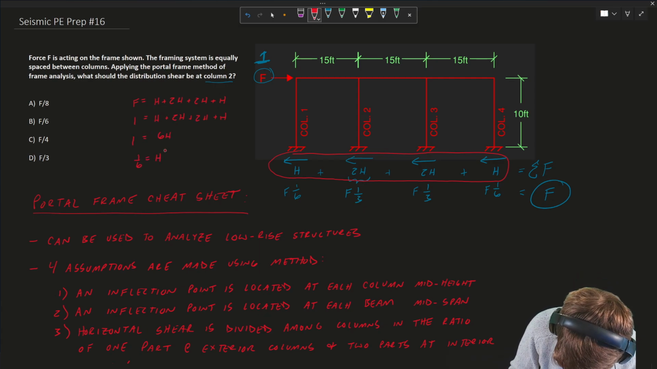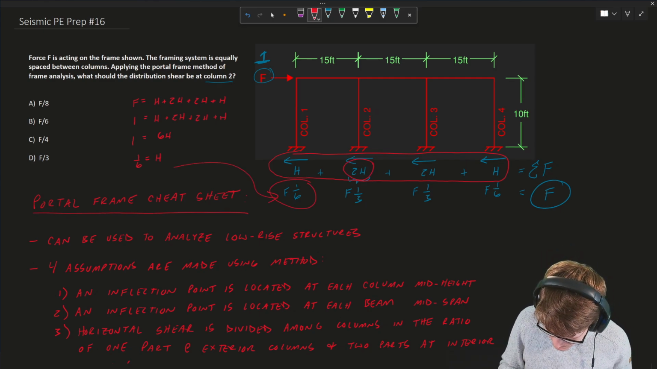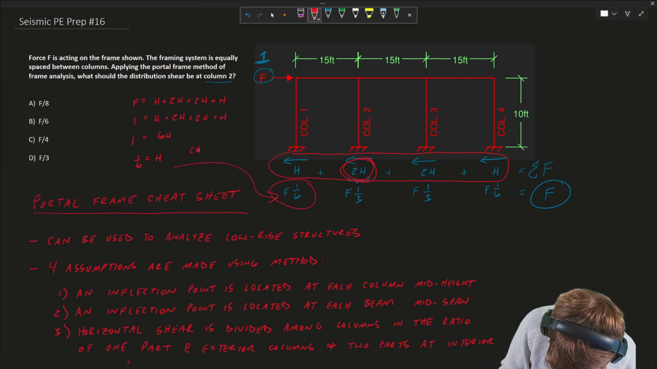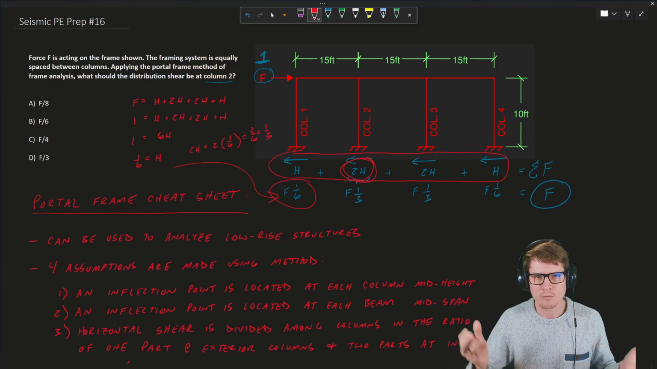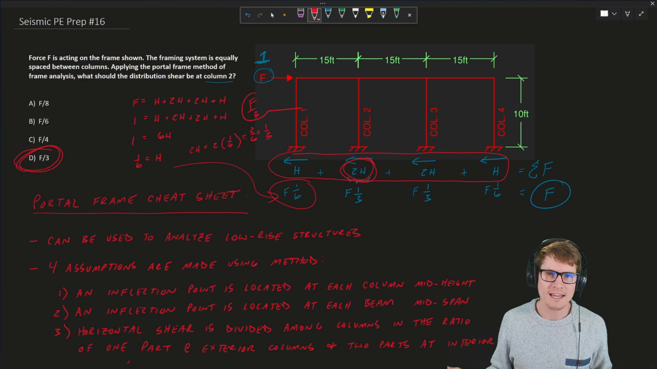H equals 1/6. Aha. And since we're looking for column 2, which we denoted as 2H, it means that 2H is equal to 2 times 1/6, which is 2/6, which reduced is 1/3. So 1/3, and since F equals 1, is just F over 3. So I would say our final answer is D, 1/3 of the story force for this frame analysis, under the portal frame analysis method.